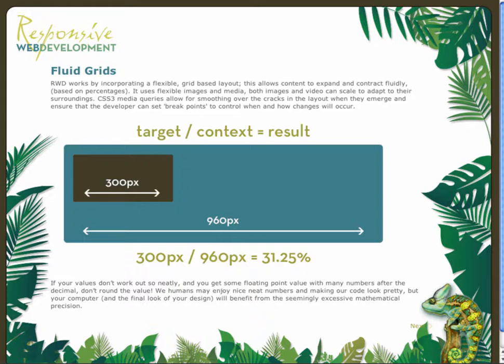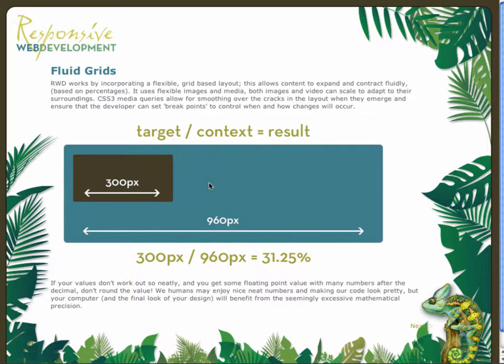So for example, if your layout is a typical size like 960 pixels across, this is going to be your container value. Let's say that a target element is some arbitrary value like 300 pixels. If we multiply the results by 100 once we divide those things together, we're going to get a percentage value of 31.25%. We can then apply that to the target element.